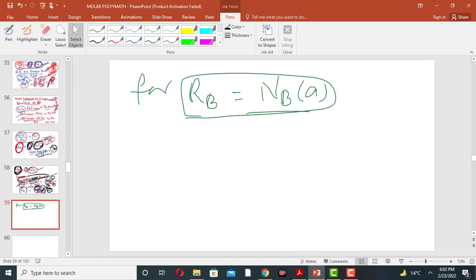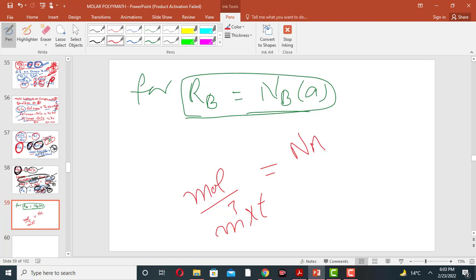So we know that the mole per unit volume per unit time is nothing but the molar flux of component A multiplied by the specific surface area. Similarly, this is for component A.